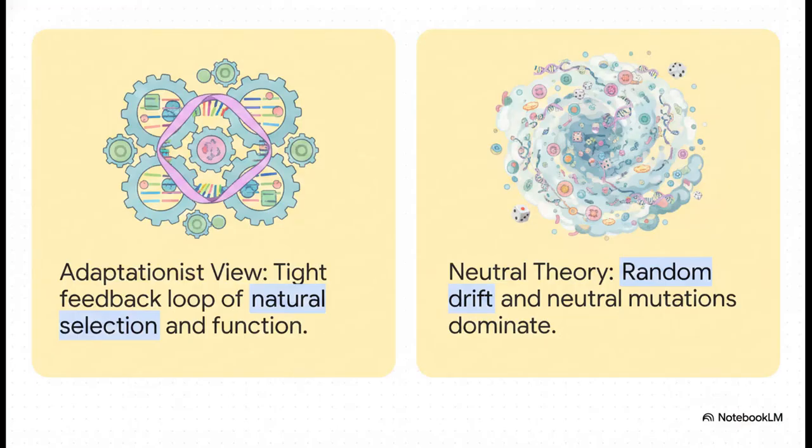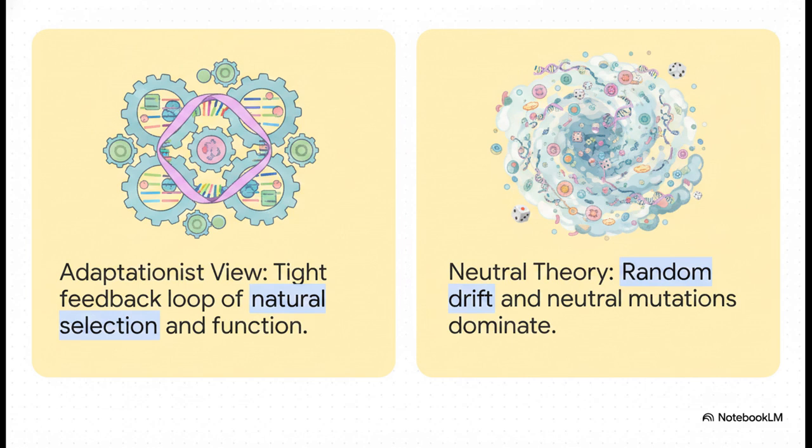To really understand the future of biological simulation, we actually have to step back in time, back to the 1960s, to a totally revolutionary concept by a scientist named Motoo Kimura. See, for a long time, the dominant perspective in molecular biology was the adaptationist view. Think of it as a super tight feedback loop of natural selection and function. You have a trait, it provides an advantage, boom, it gets selected for. Simple, right? Well, Kimura's neutral theory completely flipped that script.